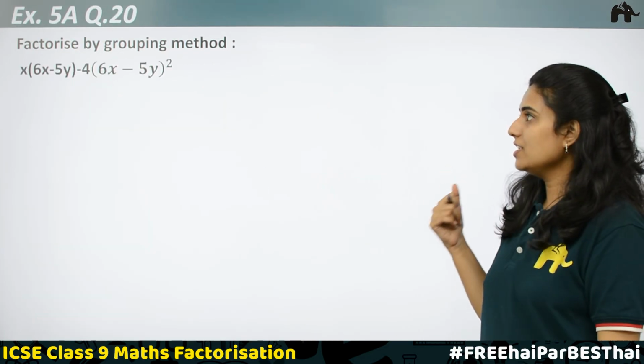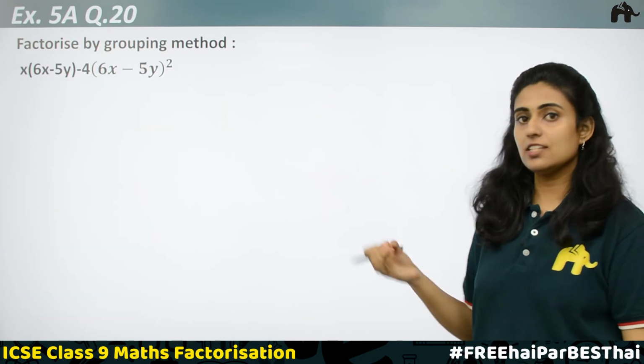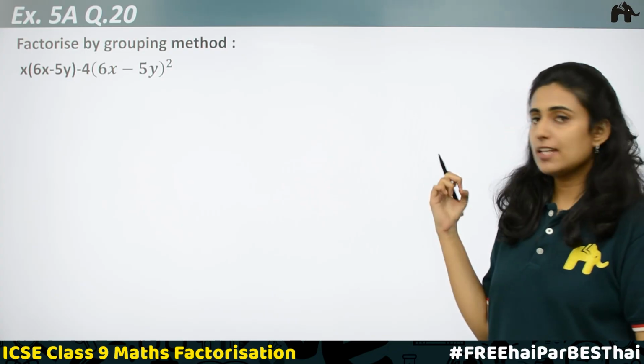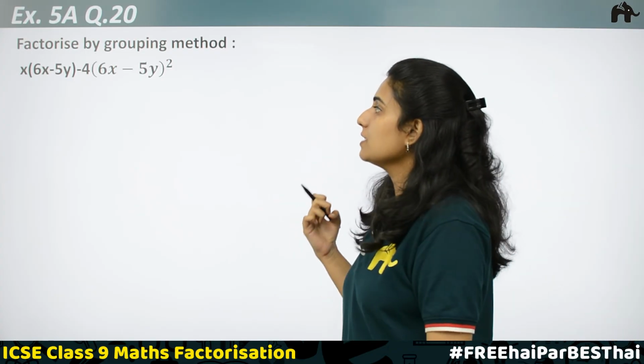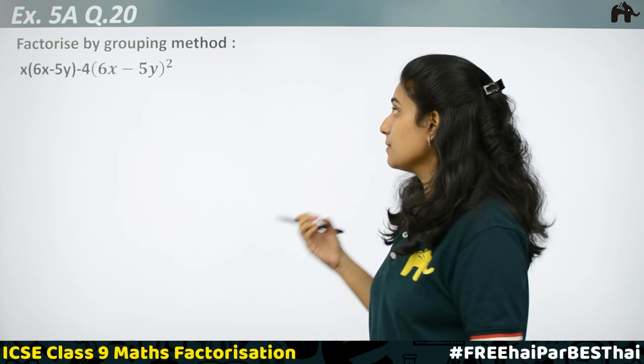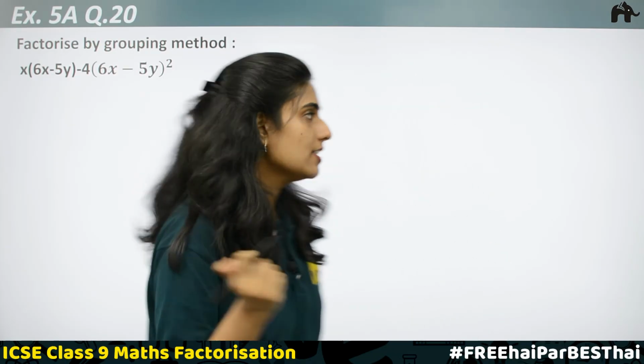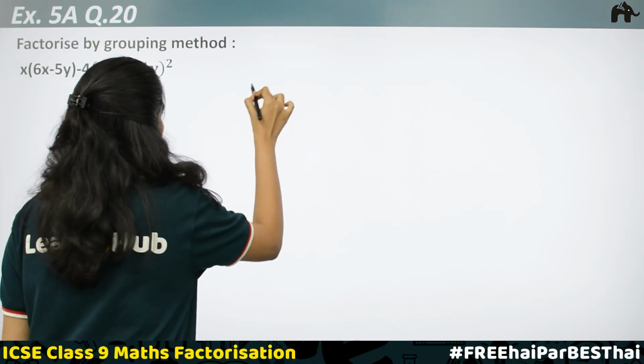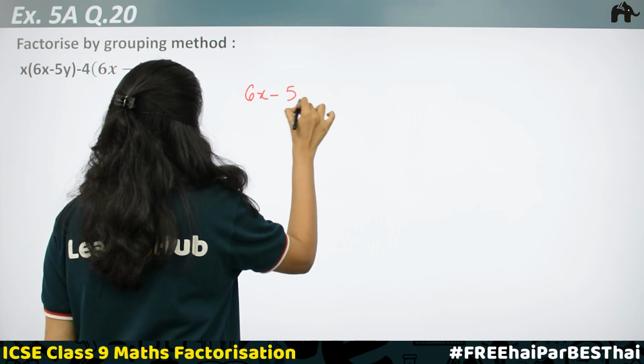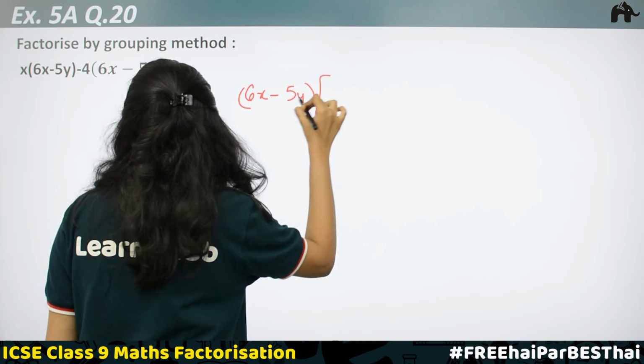Question 20 of exercise 5a. So this is the last question for today. Factorize by grouping method: x(6x - 5y) - 4(6x - 5y)². Just looking at this question, you can find the common factor here. 6x - 5y is common, taking out 6x - 5y.